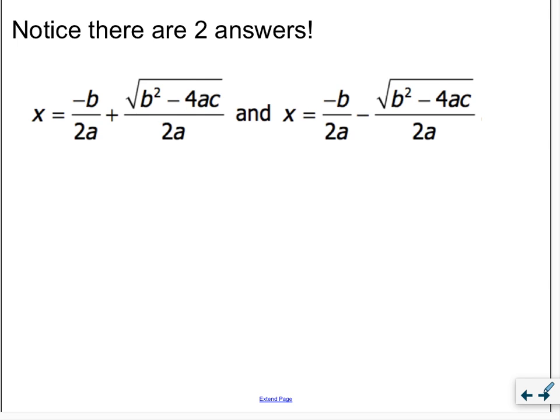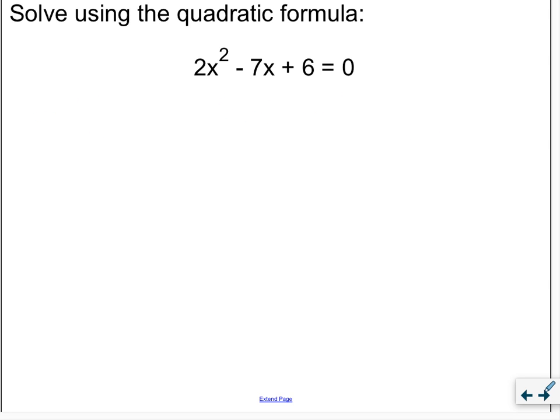So let's talk about how we're going to do this. Let's solve this first one by using the quadratic formula. And again, what's pretty cool is the quadratic formula can be sung to Pop Goes the Weasel. X equals negative b plus or minus the square root of b squared minus 4ac all over 2a.